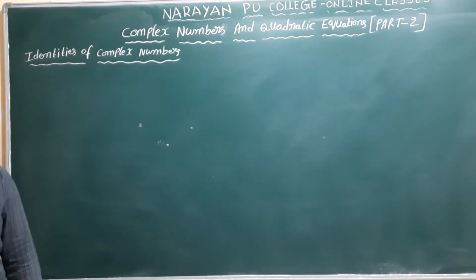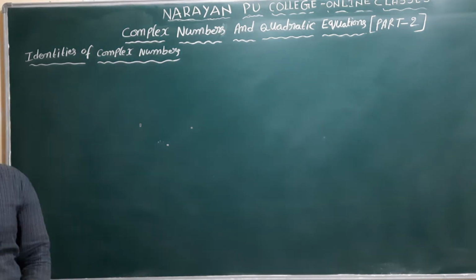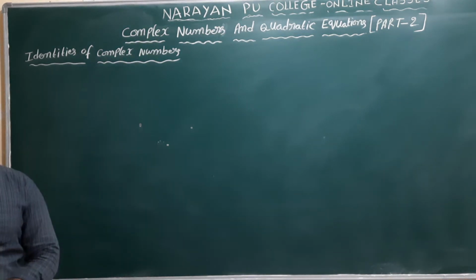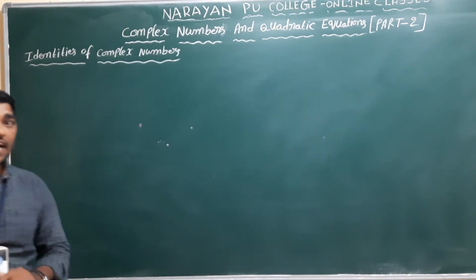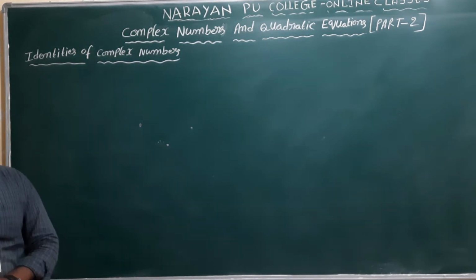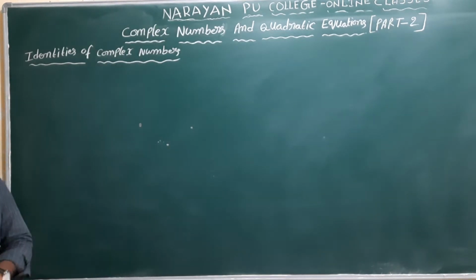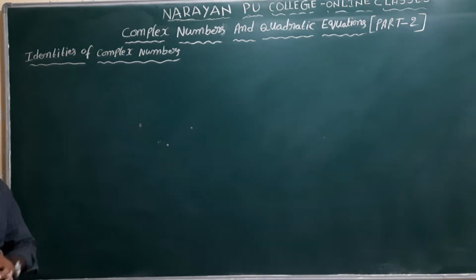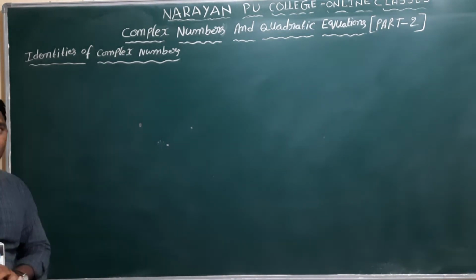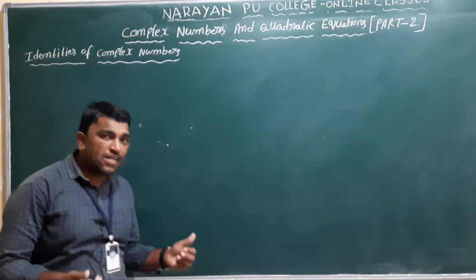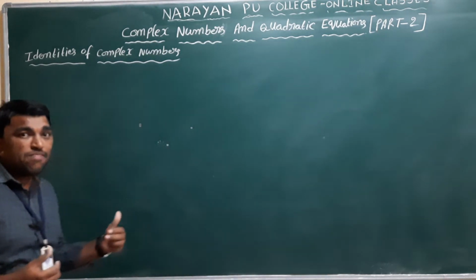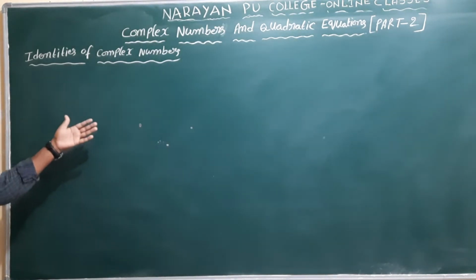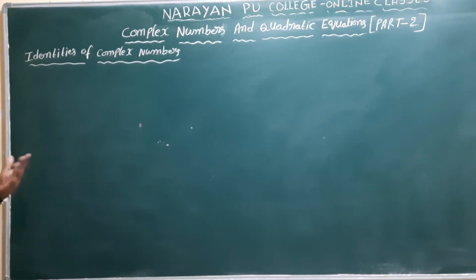So identities of complex numbers in the sense, in the earlier classes we studied algebra of identities. Otherwise identities in algebra means like (x plus y) whole square, (x minus y) whole square, x square minus y square, (x plus y) whole cube, (x minus y) whole cube, like that we studied identities in algebra. In the same manner, in the complex number also some identities are there. What are those?